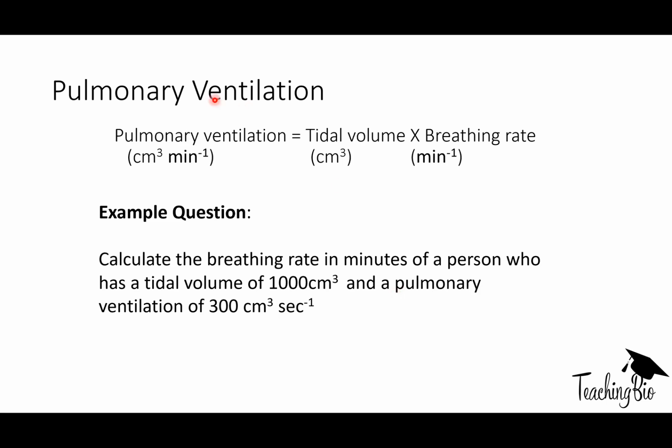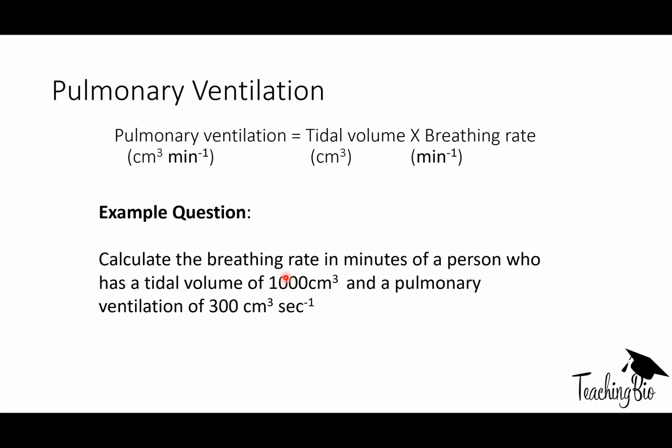Okay, so pulmonary ventilation, which is measured in centimeters cubed per minute, is equal to the tidal volume times by the breathing rate. And the question asks you to work out the breathing rate in minutes for a person who has a tidal volume of 1,000 centimeters cubed and a pulmonary ventilation of 300 centimeters cubed per second. So for this question, we've got to rearrange the equation to work out the breathing rate. So breathing rate will therefore be equal to the pulmonary ventilation divided by the tidal volume.